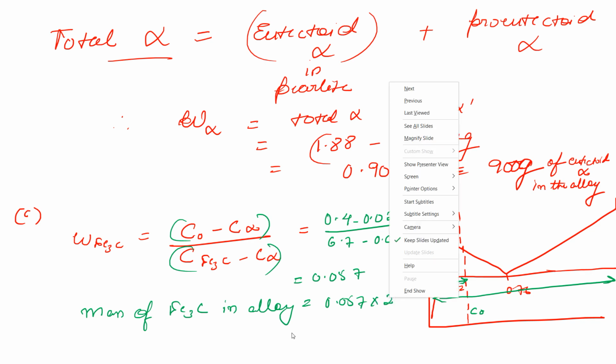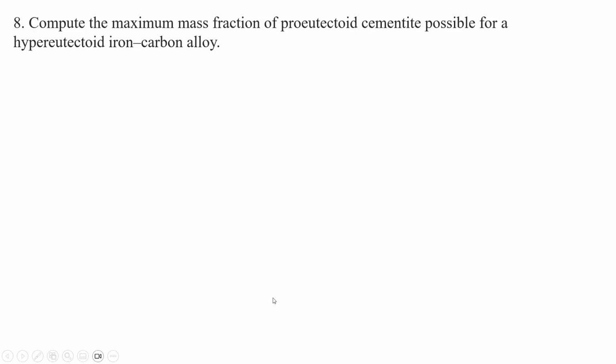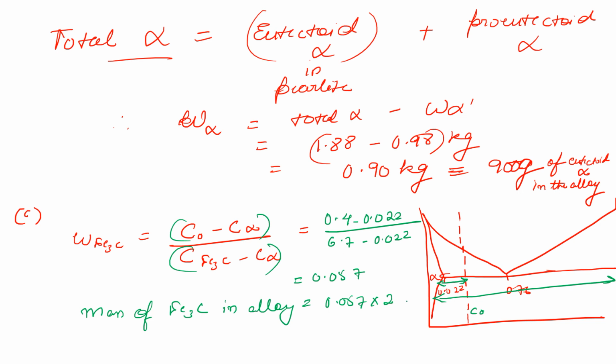That should be 0.114 kilograms, or 114 grams of cementite we have in the alloy.